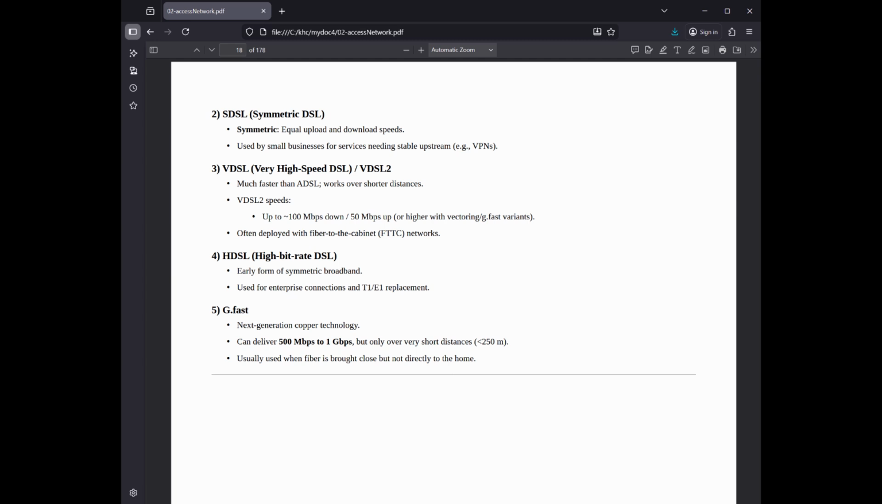SDSL/SHDSL, symmetric DSL, provides equal upload and download speeds. This is primarily used by businesses for applications like hosting servers or video conferencing. HDSL, high bitrate DSL, an older symmetric standard used as an alternative to T1 lines, typically requiring 2 or more wire pairs. G.fast, the newest major standard, capable of delivering fiber-like speeds, up to 1 Gbps, over extremely short copper segments, under 100 meters.